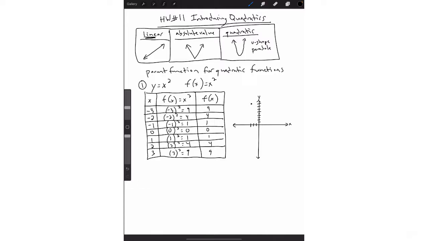Then I need -2 up 4. 1, 2, 3, 4. All right. -1 up 1. 0, 0. I'm just going through these points that we have already established using these x values over here and these y values, or f of x values, over on the right. Okay, so I have (1, 1). I have 2 up 4. And then I have 3 up 9.